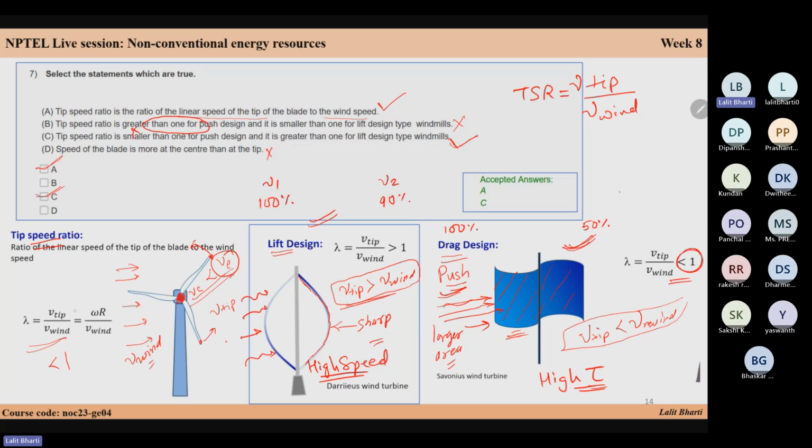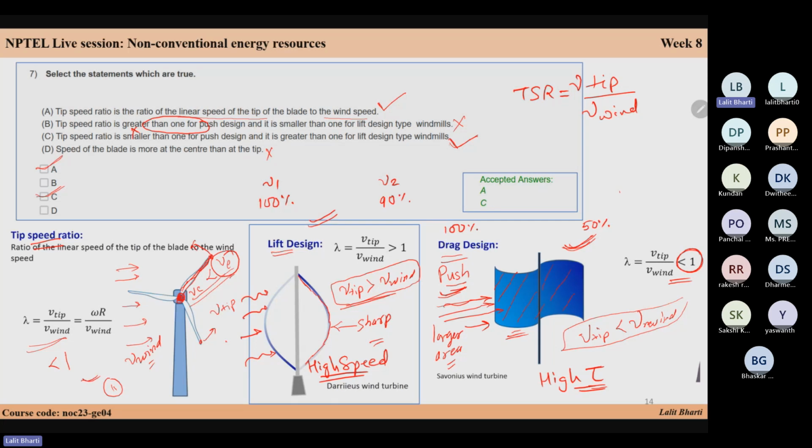whereas in the horizontal type, large scale, let's say this first option, the lift design is very much used, where the blades are very thin and sharp, so they can achieve very good speeds. But for drag design, your lambda will not be equal to 1 or near 1. It will be very much less than 1. And for lift design, you can achieve around 1 or slightly higher than 1. But for drag design, it is not possible.